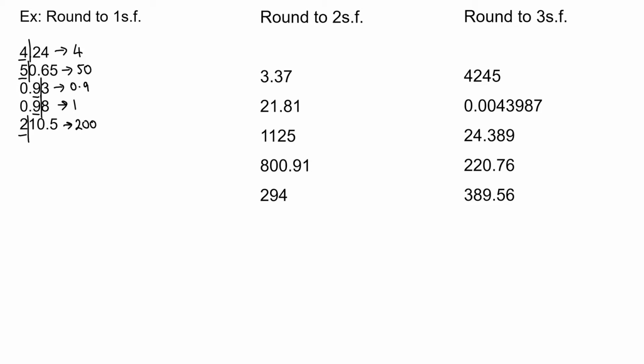A simple extension. So we're going to do the same thing, but we're going to identify the first two significant figures. So 3 and a 3, cut-off point. So that'd be 3.37. 7 after a line means we round up. So that's going to go to 3.4.